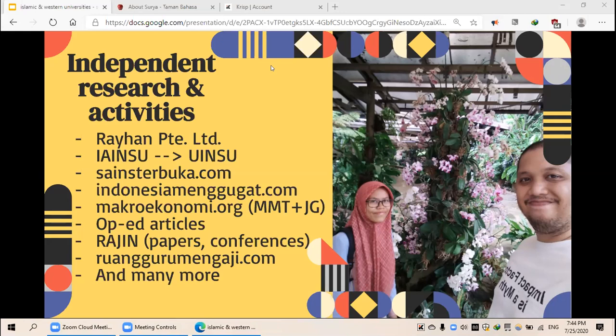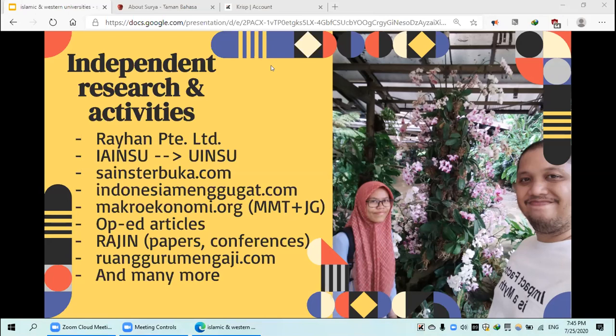And then the macroeconomy, which is what I'm doing right now, macroeconomics on modern monetary theory and job guarantee as a policy. And then I write lots of op-ed articles, including now I am involved in writing maybe 5 to 10 articles, both for local, national, and international venues. And I'm also involved in Rajin. Rajin basically is a volunteer for international publications. So I've been helping people and myself to write papers, attend conferences all over the world.